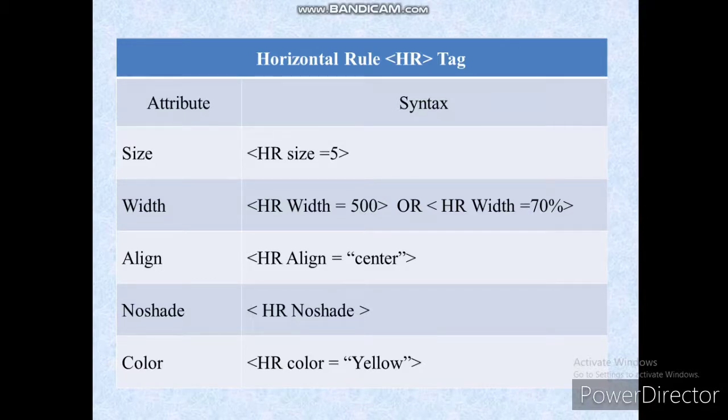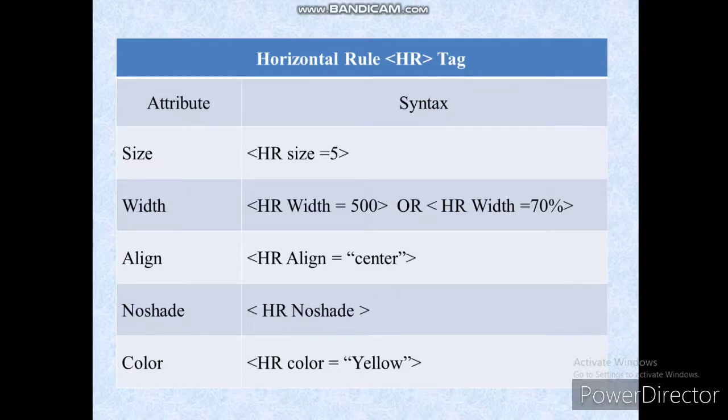Second attribute is width. Width attribute is used to specify the length of the horizontal line. The value can be given in pixels or in percentage of the page width. How we use the width attribute under horizontal rule? Start angular bracket, then HR, width is equal to 500 or any number, or you can also give width as a percentage. Angular bracket, HR, width is equal to percentage.